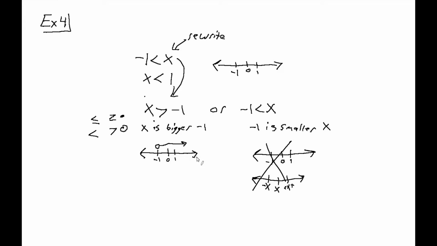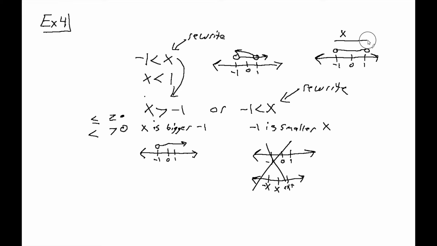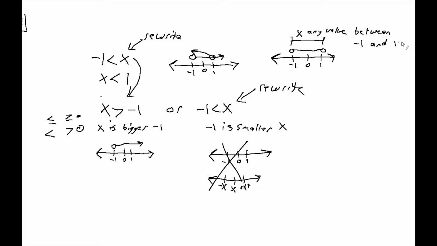So if you have 2 of these, it's kind of like giving you a boundary, a mathematical description of a boundary. So when you have negative 1 is less than x, and x is less than 1, then it's a boundary between the two. So let's draw this out. Between these 2 points, negative 1 and 1, since they're not equal to, they're just greater than or less than, we can write with an open circle. So we can say basically x is any value between -1 and 1, but not including -1 or 1.